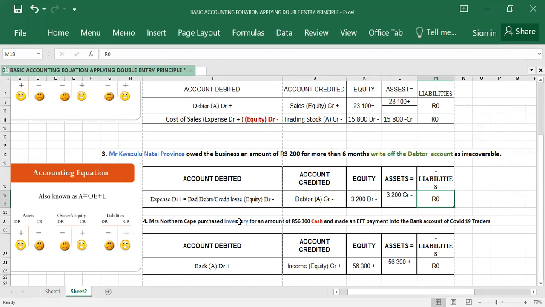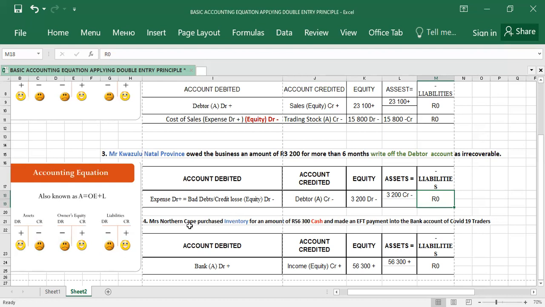Right. Now, who is buying? You need to ask yourself. Miss Northern Cape is purchasing. The word purchase can also be known as bought or buy, which means one thing. Now, Miss Northern Cape is purchasing from whom? She is purchasing from our business. What is the name of our business? The name of our business is COVID-19 Traders. So it simply means that we are selling these goods to Miss Northern Cape, and Miss Northern Cape is the one who is purchasing goods from our business.